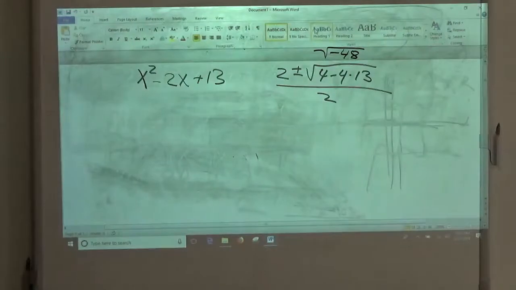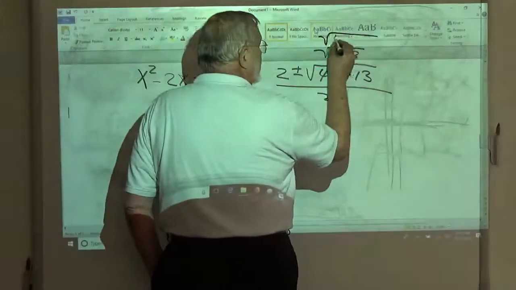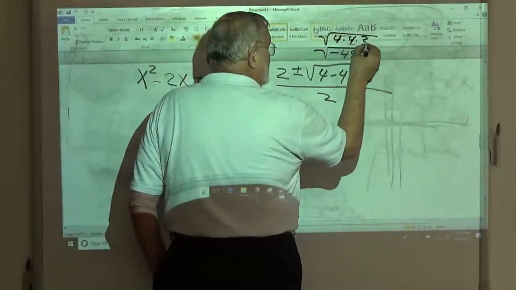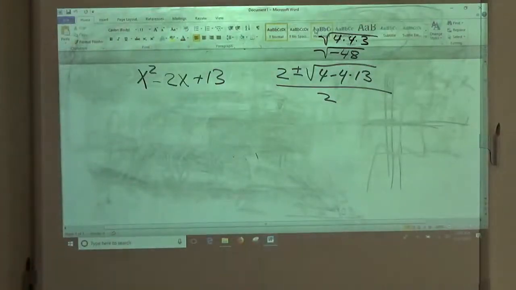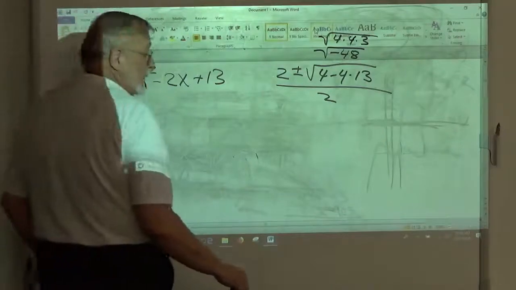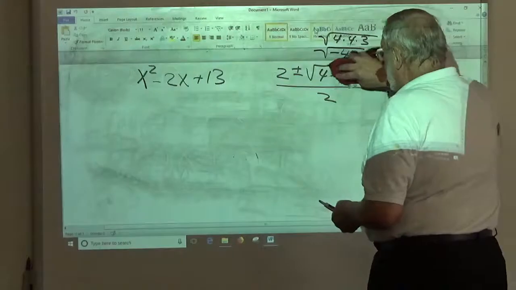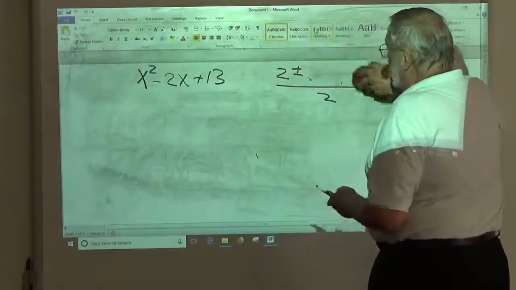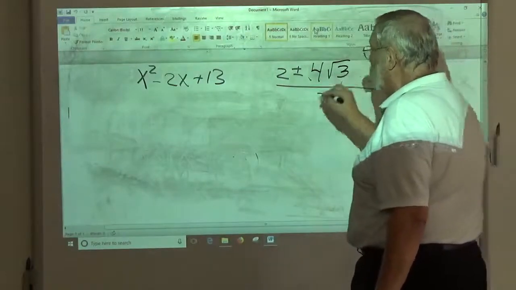Now, all right, how many 4s do I have? This is 4 times 12, right? But 12 is 4 times 3. So this is 16 times 3. Square root of 16 is 4. So all of this is going to become 4 square root of 3.